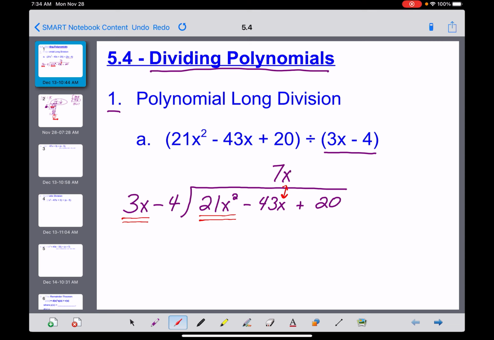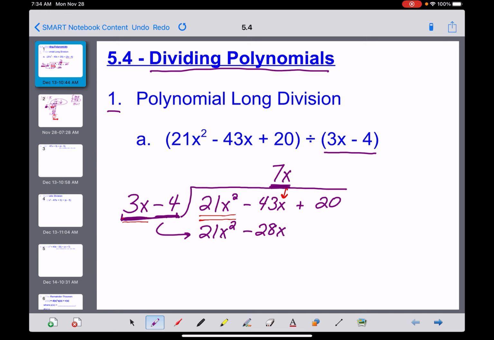Now here comes the fun part. We're going to take this 7x that we just wrote up on the top, and we're going to multiply it by this entire binomial, 3x minus 4, and write that result on the next line right down here. So what we're basically doing here, guys, is a mental distributive property. 7x gets multiplied by 3x to make 21x squared, which it should. That's why we chose the 7x. But we also then have to multiply the 7x times this minus 4 to get a minus 28x. Okay, so that's the product of 7x times 3x minus 4.